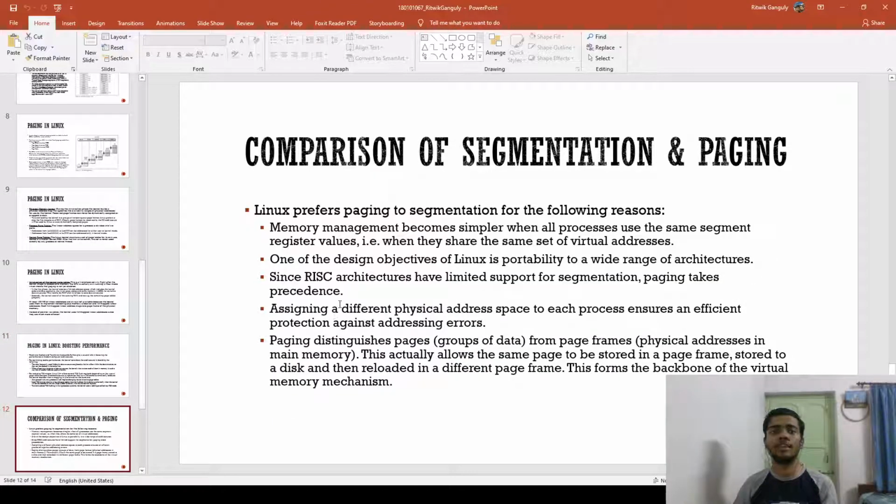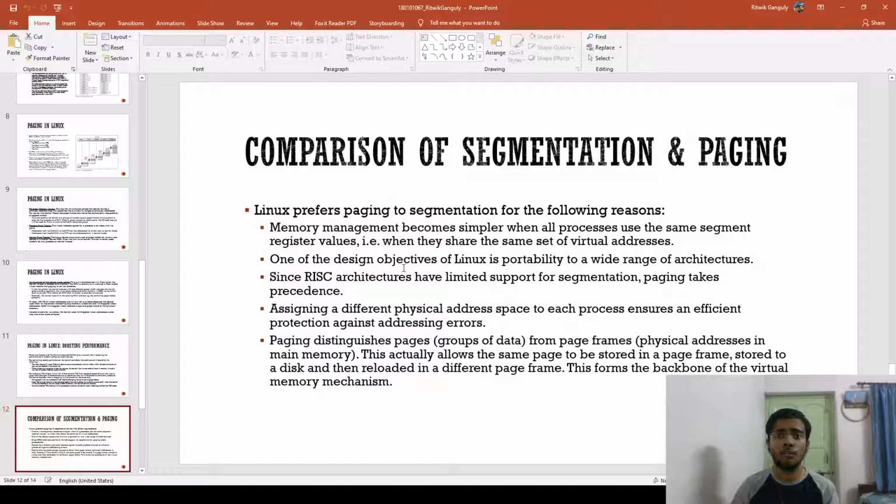Now at the end, let us compare segmentation and paging. In the beginning, I told you that Linux uses segmentation in a redundant way. Not much application is there, but we have seen paging. In paging, Linux adopts many functionalities. So why does Linux prefer paging to segmentation? We see various reasons. Memory management becomes simpler when all processes use the same segment register values instead of the process dividing itself into segments. That is, they share the same set of virtual addresses.